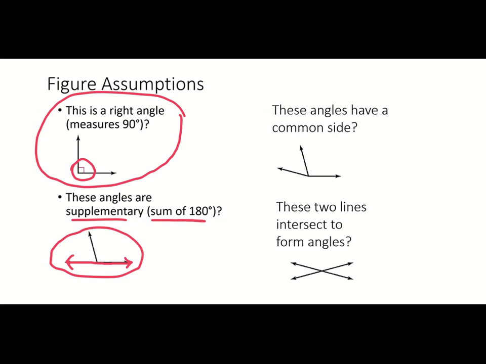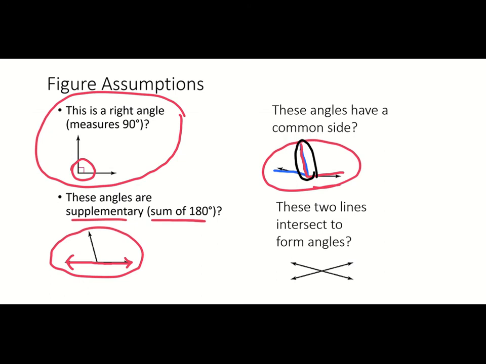All right, our next one. Can we assume that these angles have a common side? So if we look at this figure right here, a common side means they share a side. If you notice right here, here's the first angle, here's the second angle, and I did highlight this side right here twice. That is their common side. So yes, they do have a common side.